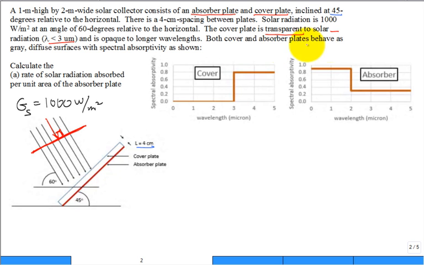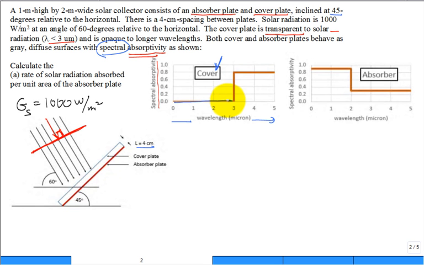Both the cover and the absorber plates behave as gray diffuse surfaces with spectral absorptivities as shown. So here is the spectral absorptivity. What does that word spectral mean? It's described as a function of wavelength, isn't it? So as a function of the wavelength going out from 0 out to 5 and beyond, the cover absorptivity is 0. Hey, that's because it's not absorbing, it's not reflecting, it's transmitting all of that solar radiation. This is a great cover plate. All the solar radiation is just transmitted through that cover plate.